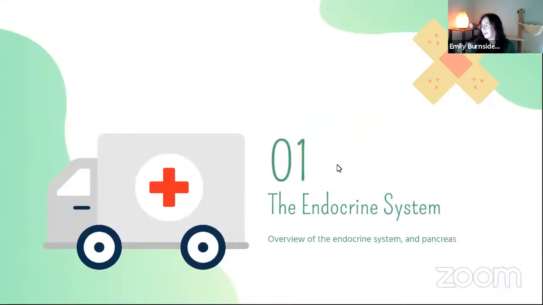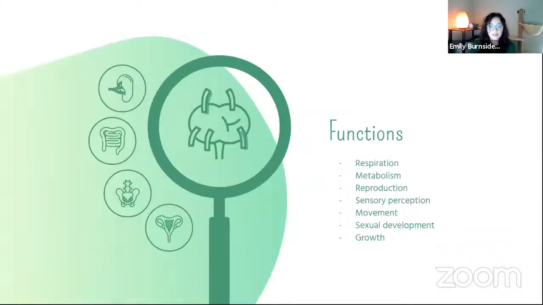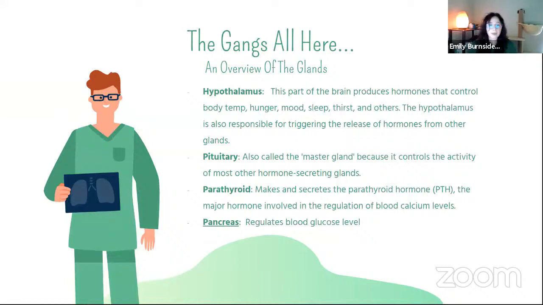So now we're going to be talking a little bit about the endocrine system, which is the system that diabetes deals with. So the functions of the endocrine system are regulating respiration, metabolism, reproduction, sensory perception, movement, sexual development, and growth, among others, but those are the main ones. And so the endocrine system has a bunch of glands, and that's kind of what it does. And so we're going to do like a little overview of the glands.